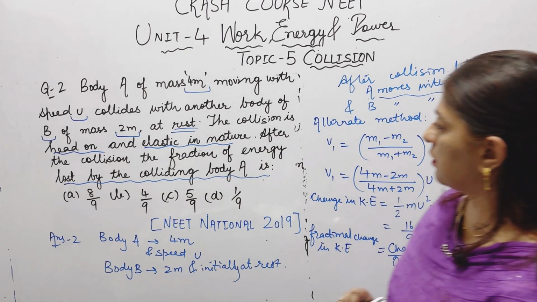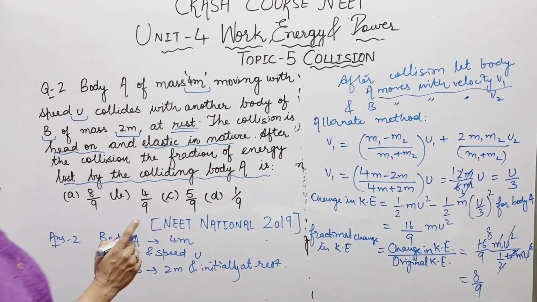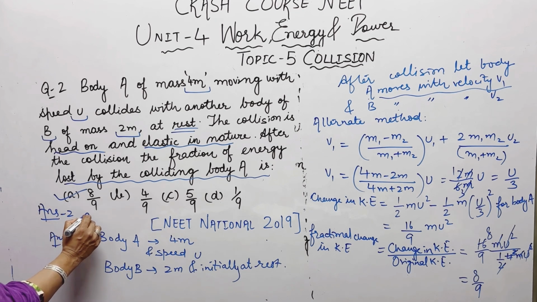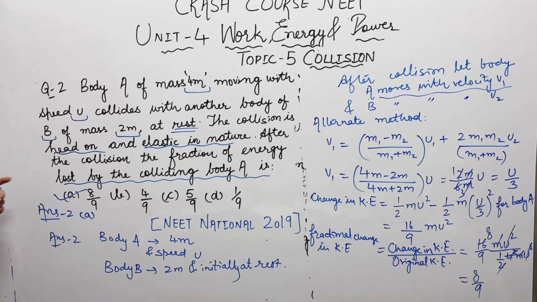And here the option number A goes with the result. So the answer for the second is option A. The lost or the change fractional energy of body A is 8 by 9.